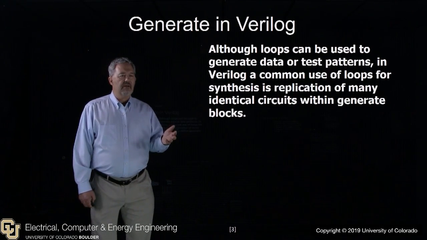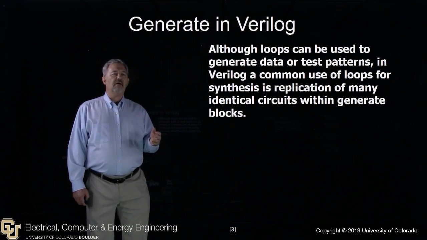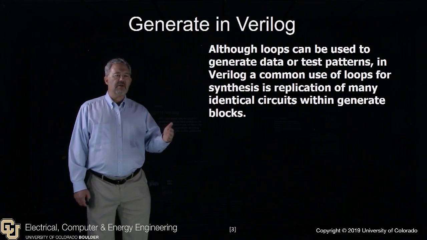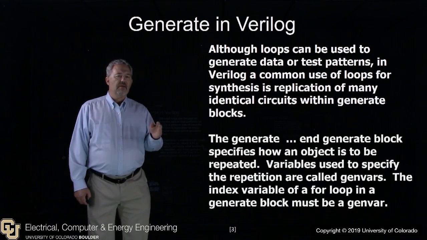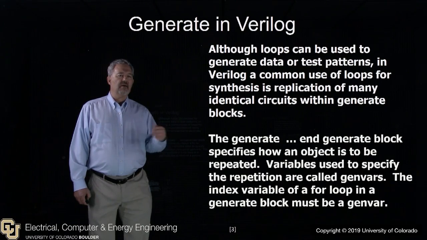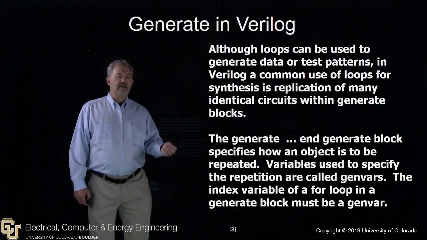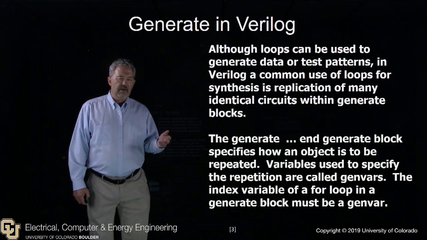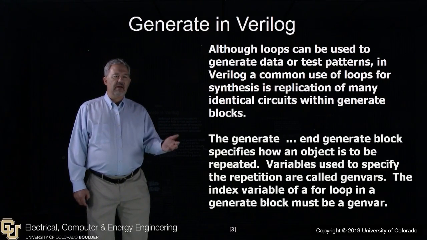Although loops are often used to generate data or test patterns, in Verilog, a common use of loops for synthesis is replication of many identical circuits within generate blocks. The generate end generate block specifies how an object is to be repeated. Variables used to specify the repetition are called genvars. The index variable for a for loop in a generate block must be a genvar. Let's look at an example.